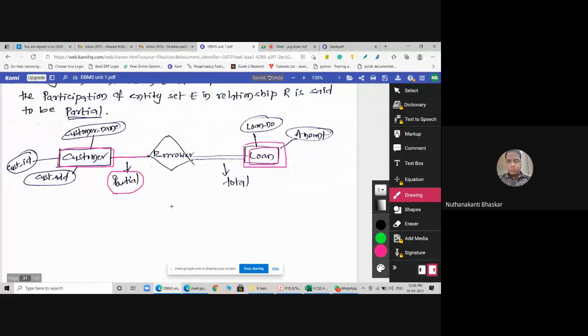Now coming to the loan. Here all borrowers are going to take the loan. All borrowers take the loan. That's why it is total. It means all the borrowers are associated with the loan. So that's why it is a total participation. The total participation representation is two lines, two links. The partial participation representation is only one link. Is it clear to everyone?